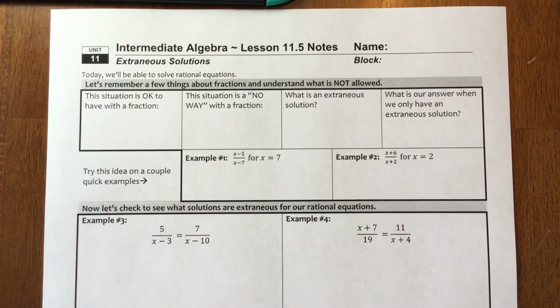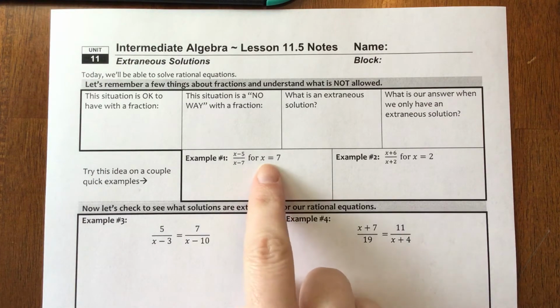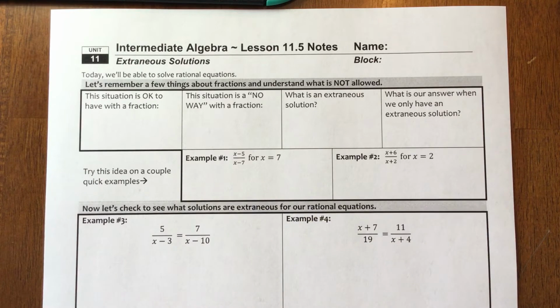In 11.5 notes, we're going to check out some extraneous solutions. We've done extraneous solutions before when we had square root problems with equations. We tried taking our answers, for example, like x equals 7, and plugging them into the original problem to see if it was fine or to see if it caused the problem to completely mess up, because we could not take square roots of negative numbers.